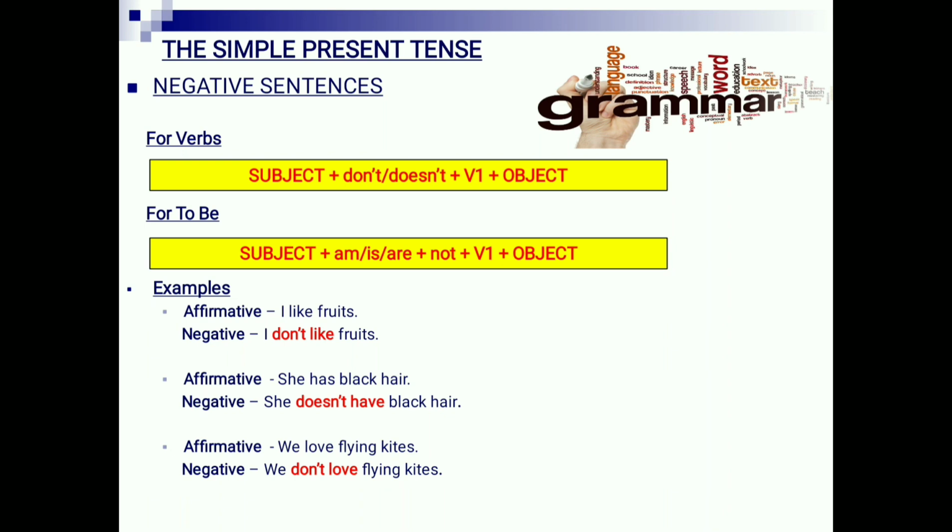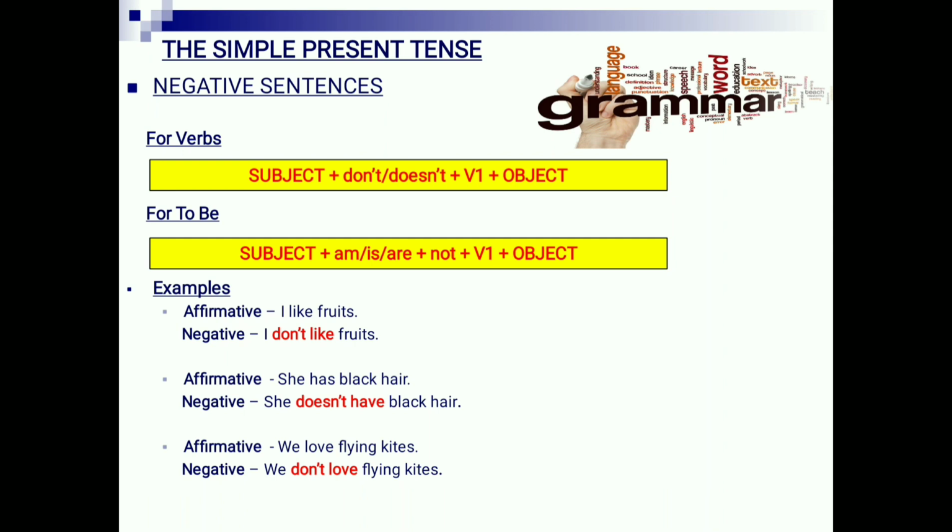Now see, when we make a negative sentence, we have to use do not before the verb. This is simple present tense, so as I told you, the verb comes in first form. That's why we add does not or do not before the V1, and the structure becomes: subject plus don't or doesn't plus V1 plus object.